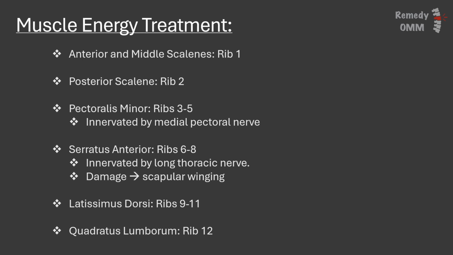The pectoralis minor attaches to ribs 3 through 5. This is innervated by the medial pectoral nerve. The serratus anterior attaches to ribs 6 through 8, innervated by the long thoracic nerve. Damage to the long thoracic nerve can lead to scapular winging medially. The latissimus dorsi attaches to ribs 9 through 11, and the quadratus lumborum attaches to rib 12.